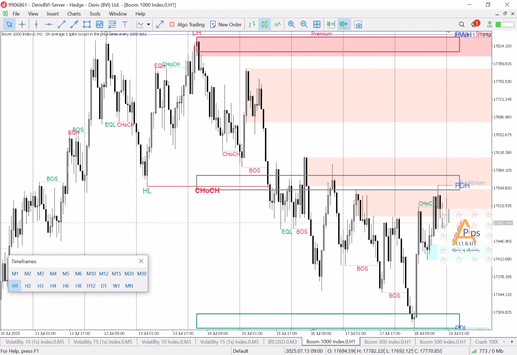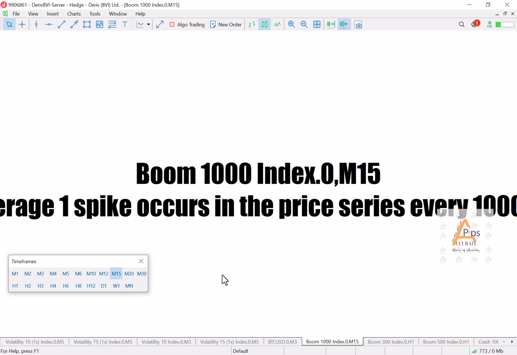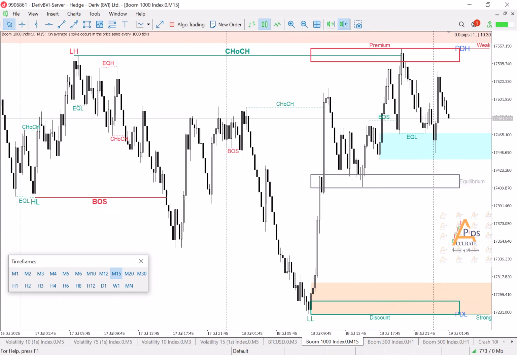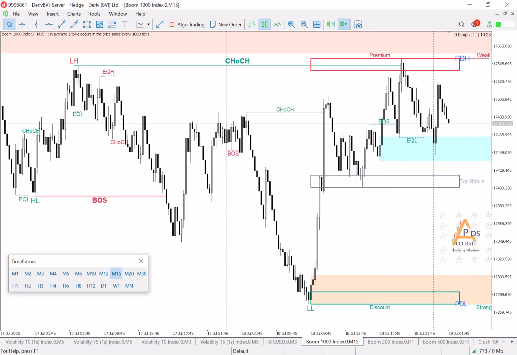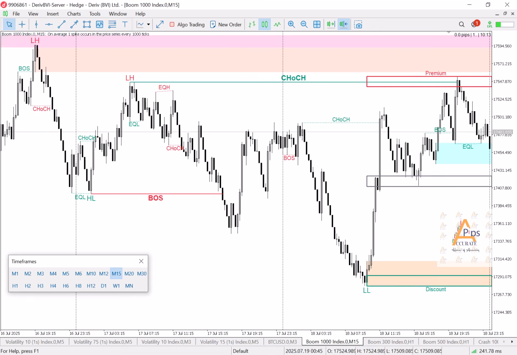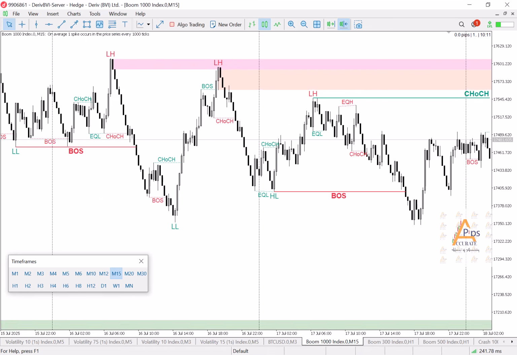Okay, so this is H1. Let's go to M15. With Boom and Crash, I take my entries on M15. All right, so as you can see, price reacted here and then boom, retested again and boom. You can see that over there. You can see price came into this premium zone and then sold over there. You can see here, price taps into the zone, this particular one, and sold.